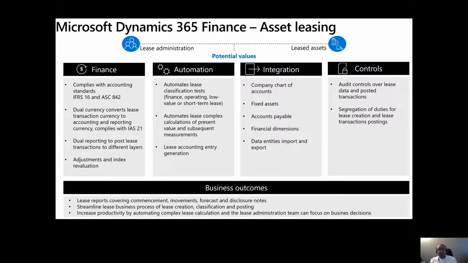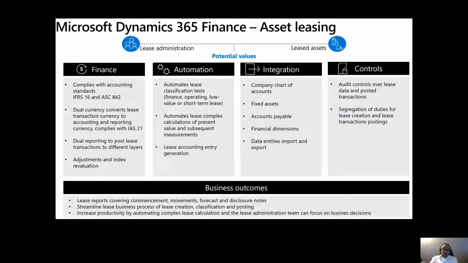For the controls, we have the segregation of duties. We have mainly three security roles for the asset leasing. The lease administrator, or the employee who is going to do all lease administration, configure the module, do the basic setups, and be able to post transactions. Besides the other two roles, one only to view and the other one as a lease clerk.